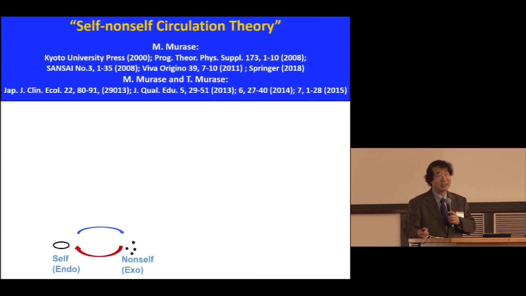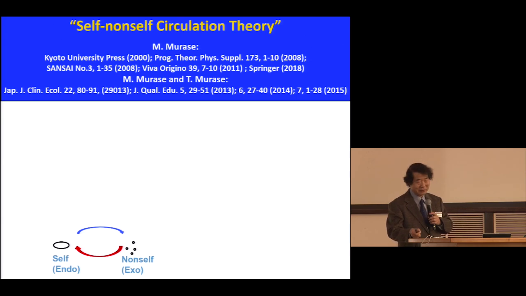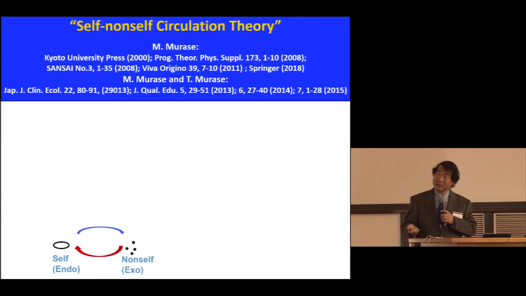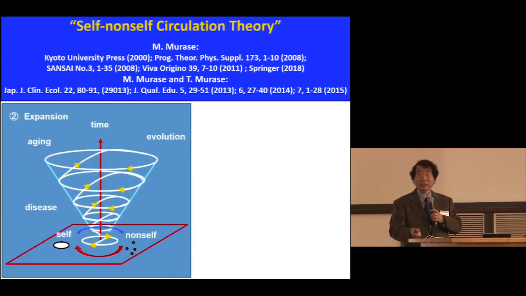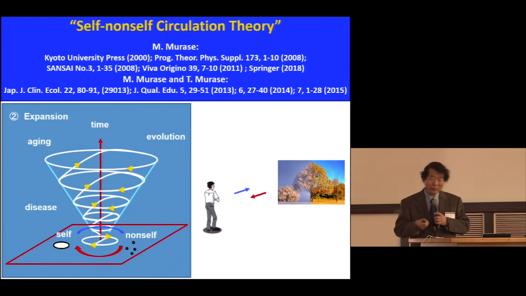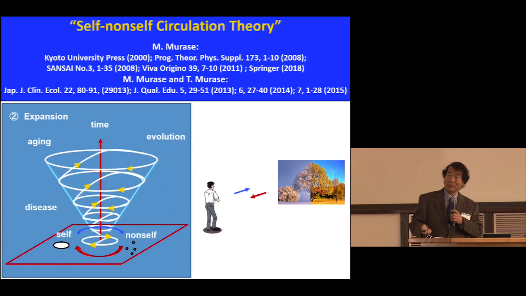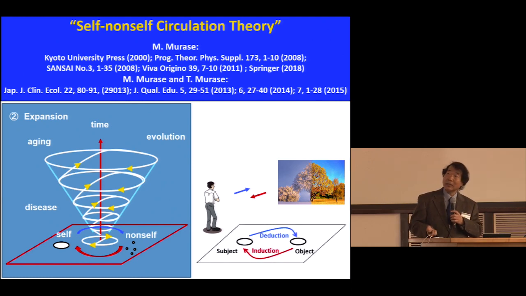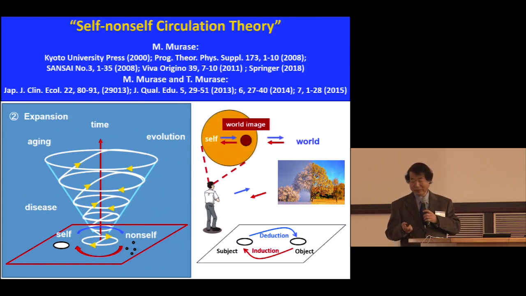Almost 20 years ago, I developed and proposed the so-called self-non-self circulation theory in order to integrate opposing views. Based on self-non-self circulation, I try to explain very diverse phenomena such as aging, evolution, disease, and so on. This is a sort of expansion of my interests. Furthermore, when I expand my interest to the cognitive process, self-non-self circulation can be replaced by subject-object interactions. Through this circular relationship, we may see or realize the outside world based on the internal world image. Here, please remember, these are self-nested hierarchical patterns or dynamics.